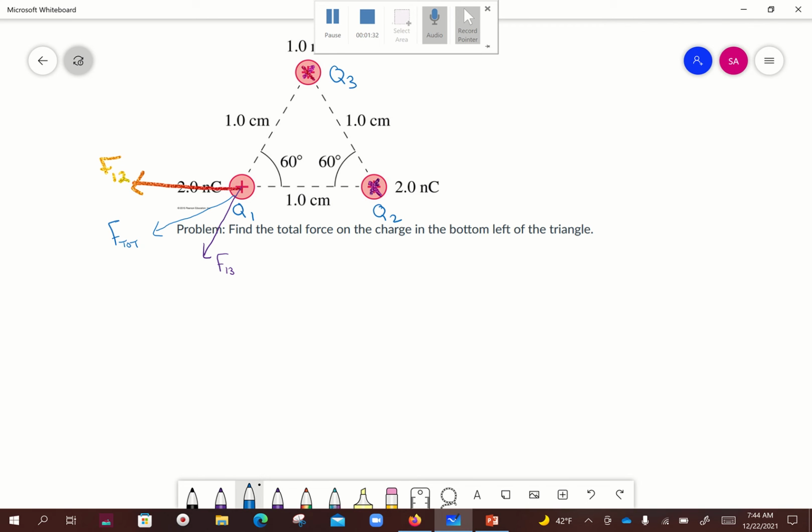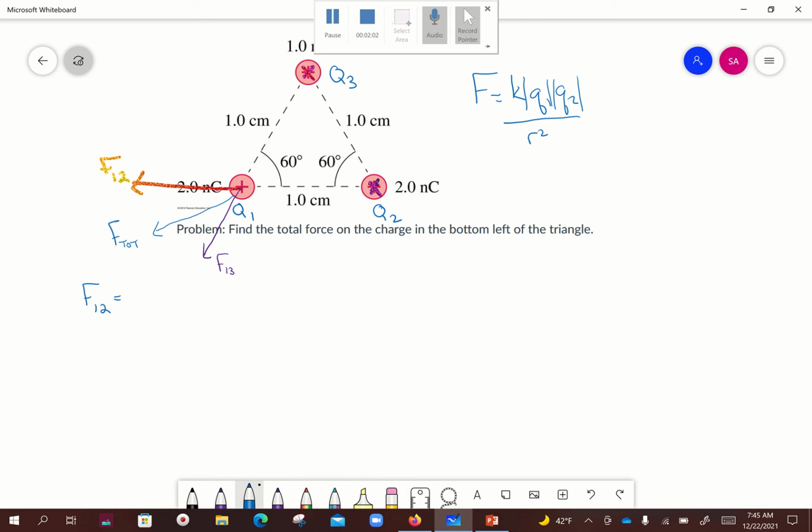All right, so now I need to find the magnitude. The magnitude equation, remember, is Coulomb's law: F = k Q1 Q2 over r squared. I always put in just the absolute value of the two charges so that I don't get mixed up about whether the force is in the positive or negative direction. I'm just going to find the length of the vector, and then I'll worry about the directions when I find the components. So let's do it for the force between 1 and 2.